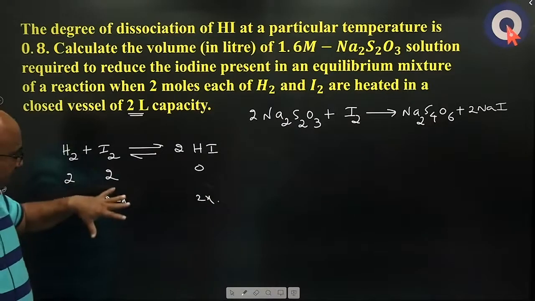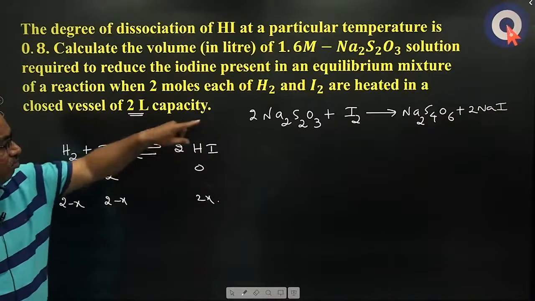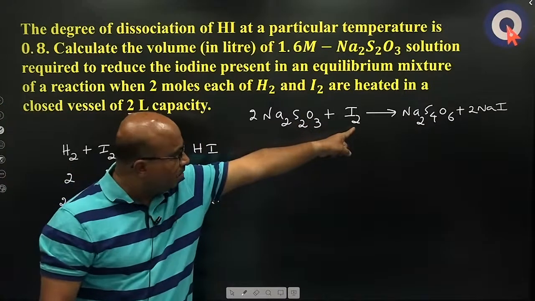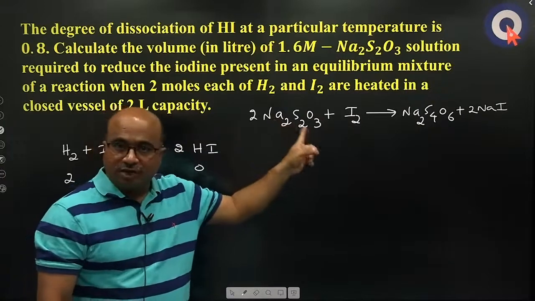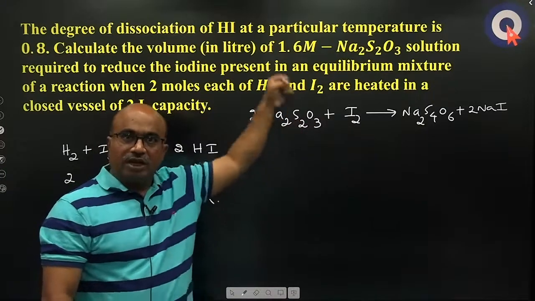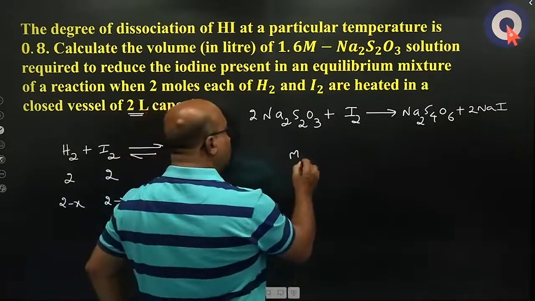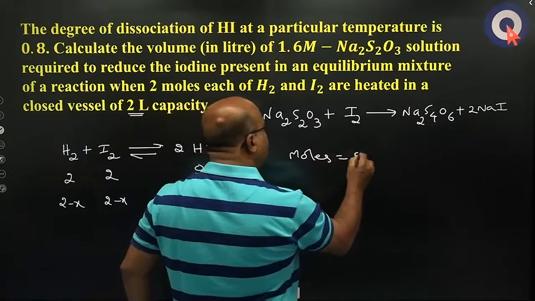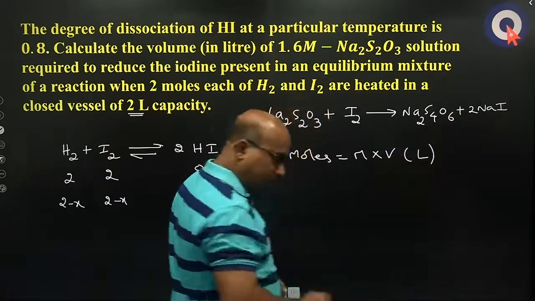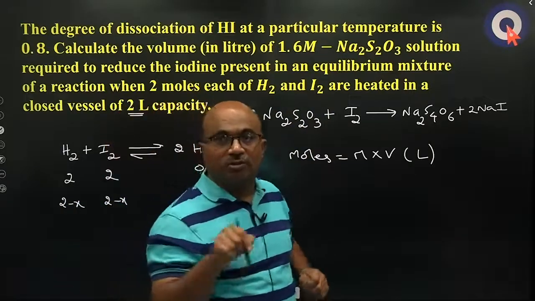So, if I can get the x value, then I can find the number of moles of iodine. So, how many moles of iodine might be reacting? Then I can calculate the number of moles of sodium thiosulfate. Then from that number of moles of sodium thiosulfate, we can calculate the volume, because number of moles should always be nothing but molarity into volume in liters. So, when volume is taken in liters, if you multiply the molarity and volume, it gives the number of moles.